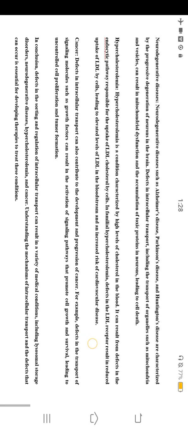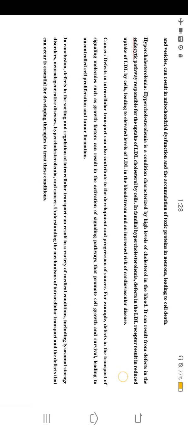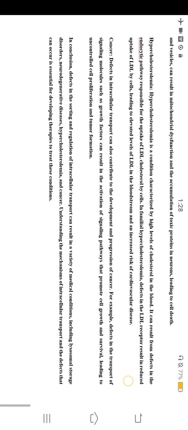Next, cancer. Defects in intracellular transport can also contribute to the development and progression of cancer. For example, defects in the transport of signaling molecules such as growth factors can result in the activation of signaling pathways that promote cell growth and survival, leading to uncontrolled cell proliferation and tumor formation. In conclusion, defects in the sorting and regulation of intracellular transport can result in a variety of medical conditions, including lysosomal storage disorders, neurodegenerative diseases, hypercholesterolemia, and cancer.